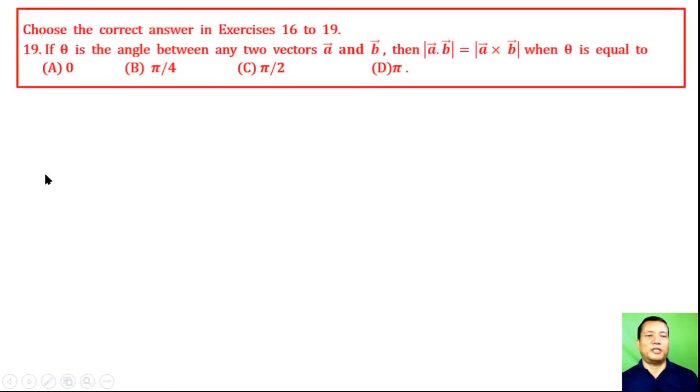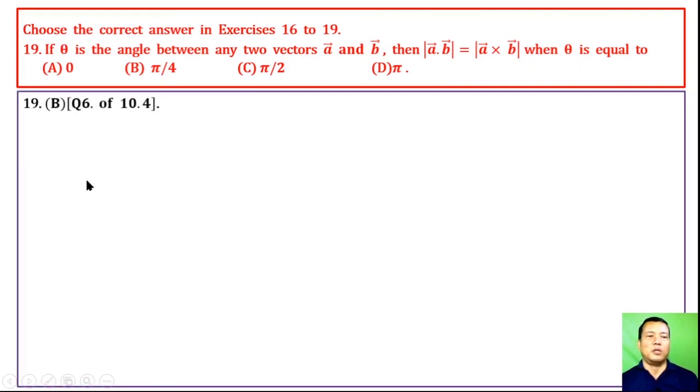For question number 19, if theta is the angle between any two vectors A and B, then magnitude of A dot B is equal to magnitude of A cross B when theta is equal to pi by 4. Correct answer is D. Question number 6 of 10.4.